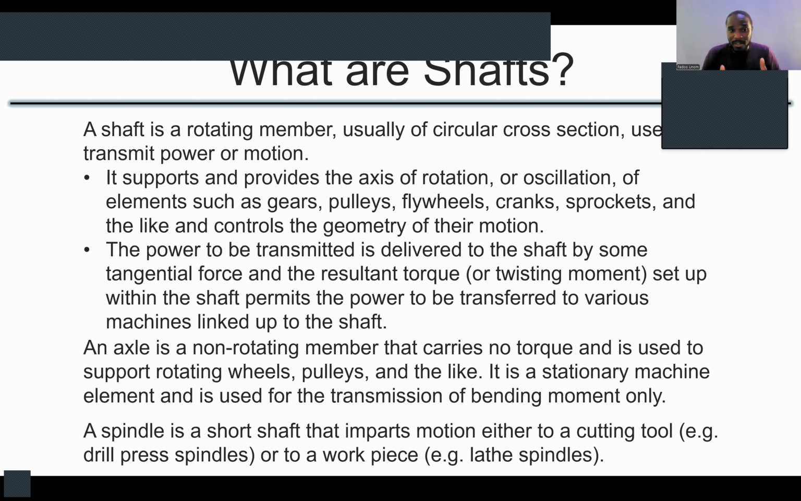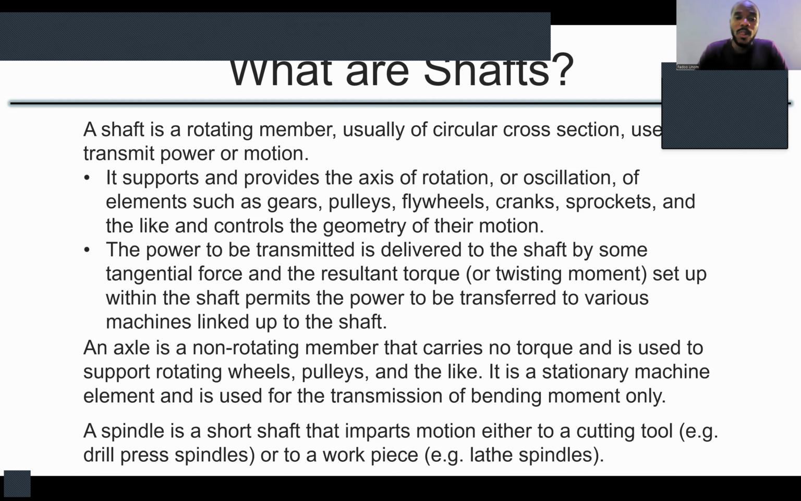So a shaft, again, is a rotating member. Note, underline the word rotating. It's going round and round and round. It's a rotating member, usually having a cross-sectional area that is circular, and it's used to transmit power or motion from one point to the other.